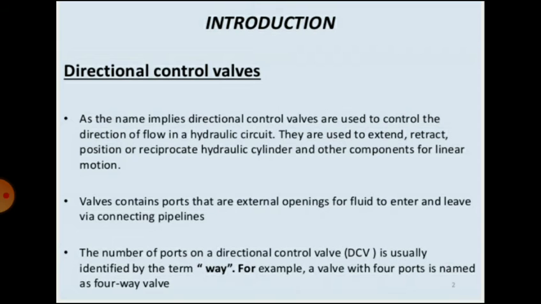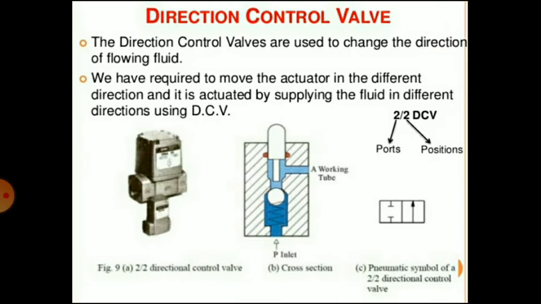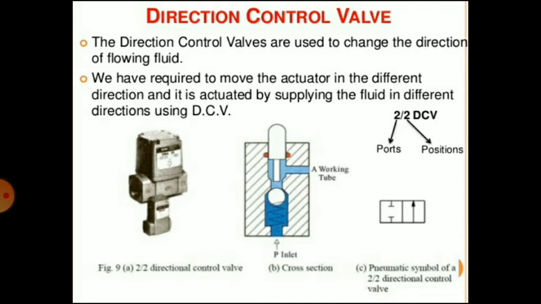Now, with such valves, the direction of the pressure effect or the volumetric flow can be modified. Consequently, the direction of various consumer systems such as a cylinder or hydraulic motor can be controlled. So, the direction control valves are used to change the direction of flowing fluid. We are required to move the actuator in different directions, and it is actuated by supplying the fluid in different directions using the direction control valve.